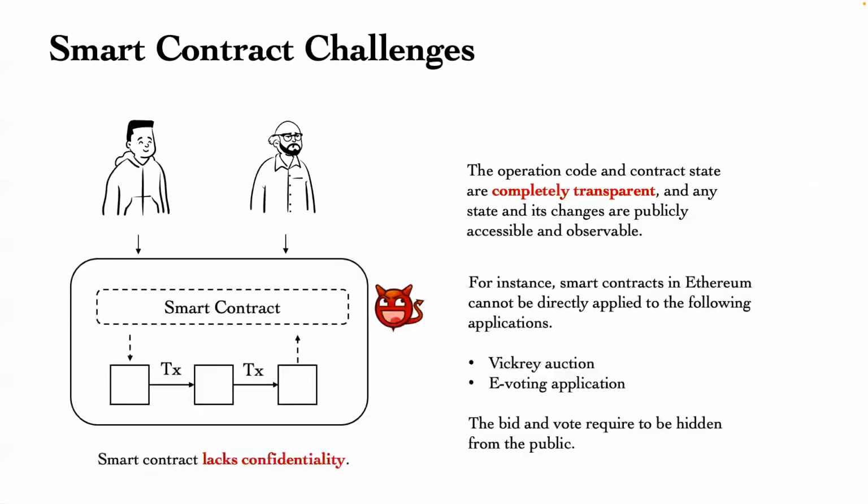However, using smart contracts still confronts many challenges. The most identifiable drawback is the lack of confidentiality. The operation code and the contract state are completely transparent, and any state and its changes are publicly accessible and observable. For instance, smart contracts in Ethereum cannot be directly applied to the following two applications: the victory auction and the voting application. The bid and vote are required to be hidden from the public, but this cannot be realized with a transparent on-chain smart contract.